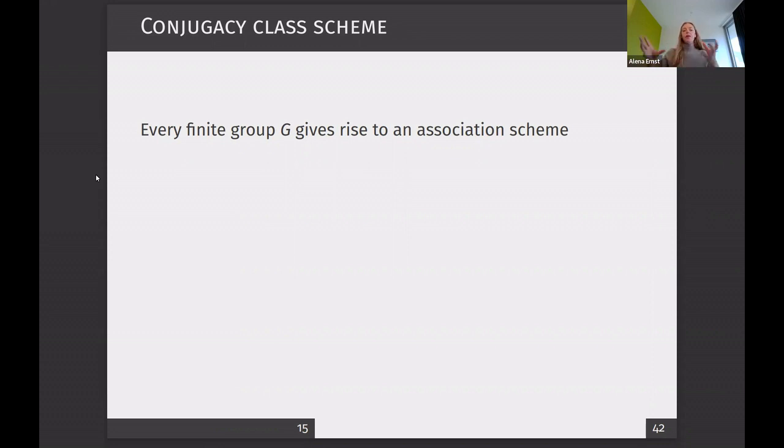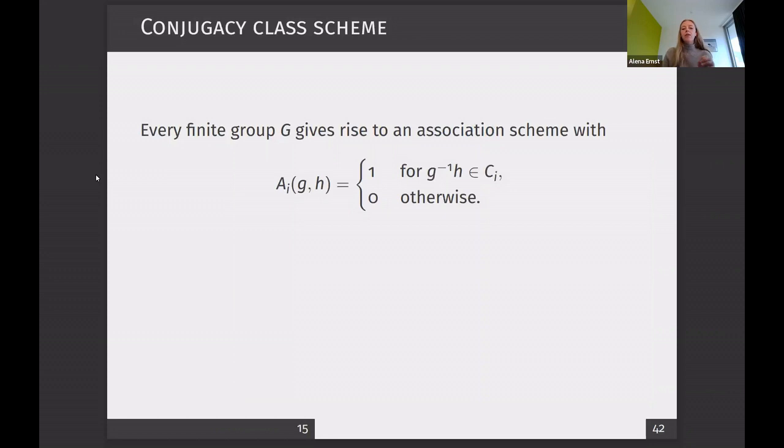So our complete graph now has the vertices being the elements of this group G. And the adjacency matrices are now given by the following. So the entry corresponding to GH is equal to 1 whenever the quotient G inverse H lies in the ith conjugacy class. So with Ci, I indicate the conjugacy class corresponding to I.